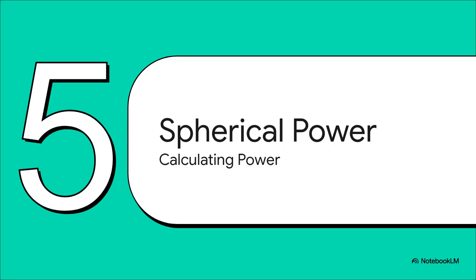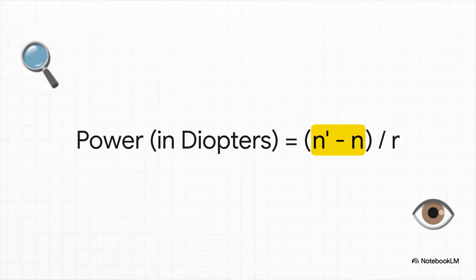Finally, Section 5, Calculating Spherical Refractive Power. Let's tie the paraaxial assumption and Snell's law together into our most high-yield mathematical formula. When we agreed to only look at paraaxial rays, a mathematical miracle happens. The complex sine functions of Snell's law condense down into this beautifully simple, elegant equation. Power, measured in diopters, equals n prime minus n, all divided by r. This is your reduced power formula for a curved surface.